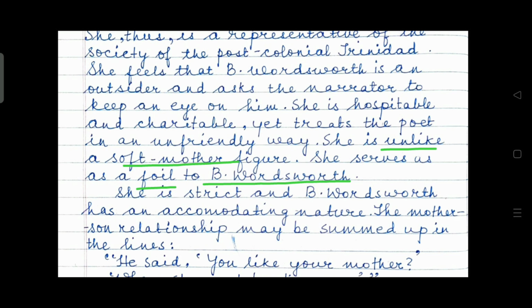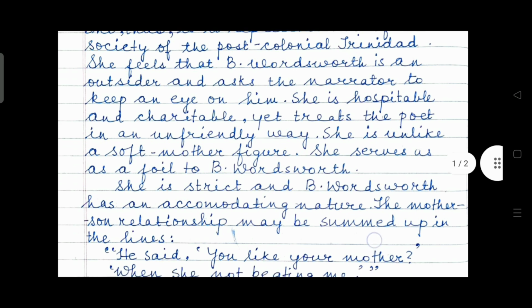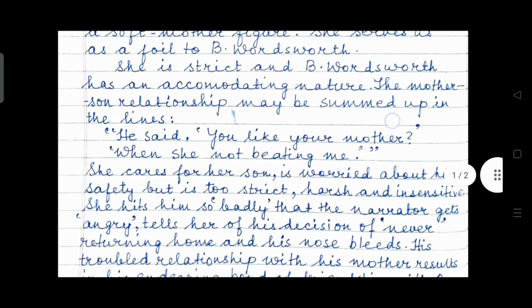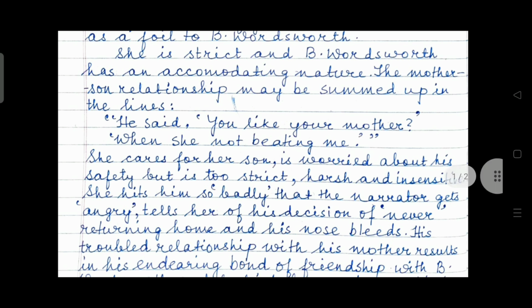She is strict. She scolds the narrator. B. Wordsworth, on the other hand, is accommodating and he is very understanding. He understands the narrator very well and therefore they have a very deep relationship of friendship. Next paragraph. Now the relationship, the second key point which you need to focus on. She is strict and B. Wordsworth has an accommodating nature.